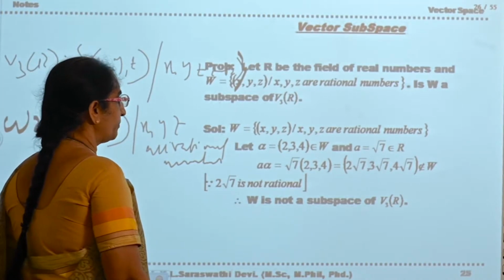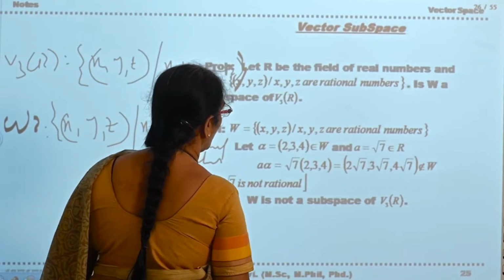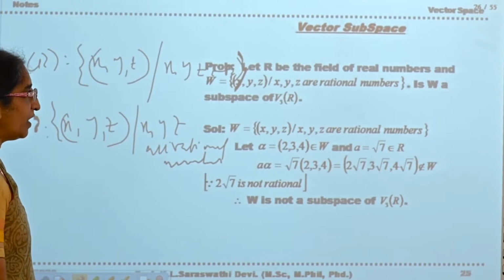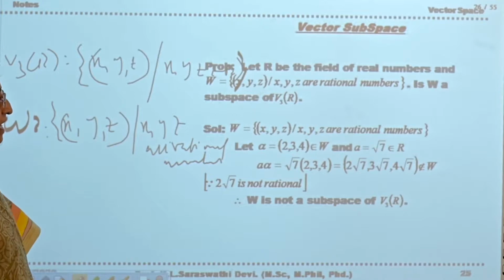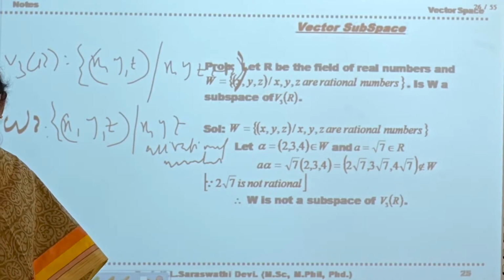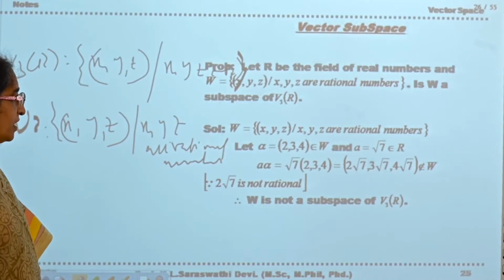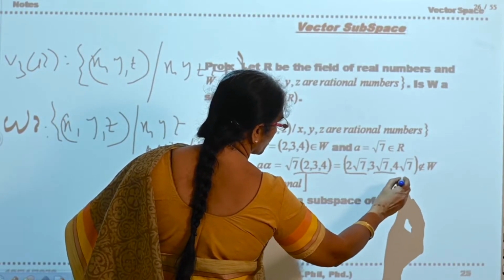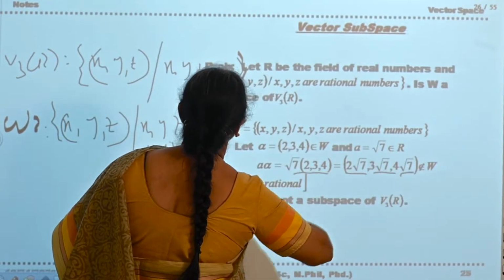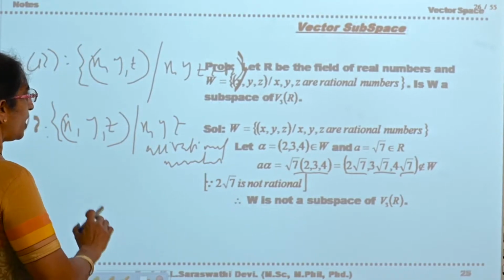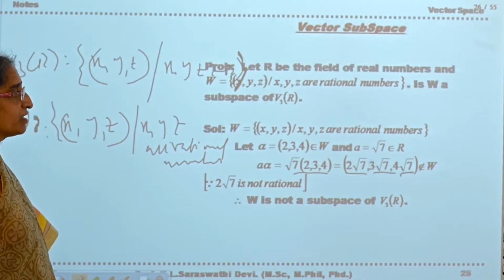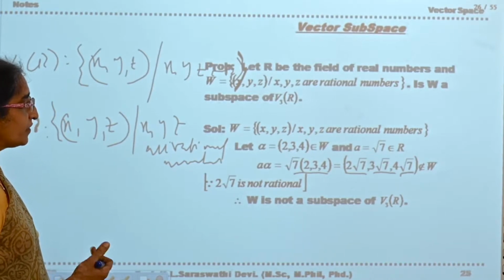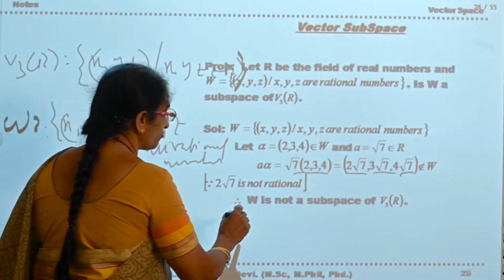Okay. Now take alpha equal to 2, 3, 4 belongs to W and a is equal to root 7. Root 7 belongs to R. Now a alpha is equal to root 7 into 2, 3, 4, that is 2 root 7, 3 root 7, 4 root 7. This does not belong to W because W is of the form x, y, z, and x, y, z should be rational numbers. 2 root 7 is not a rational number. Therefore, W is not a subspace of V3 of R.